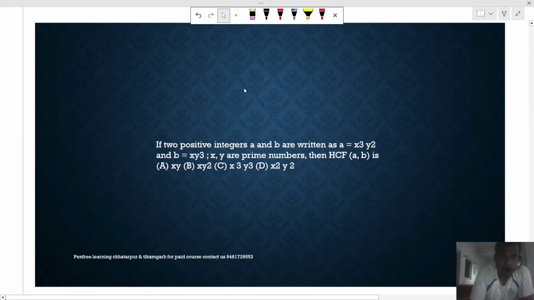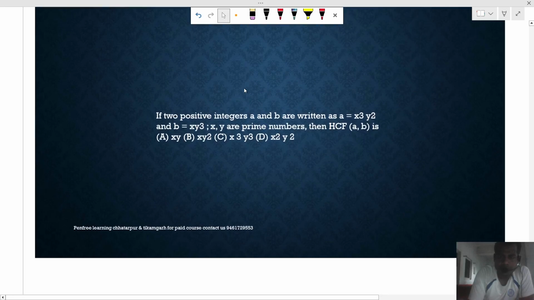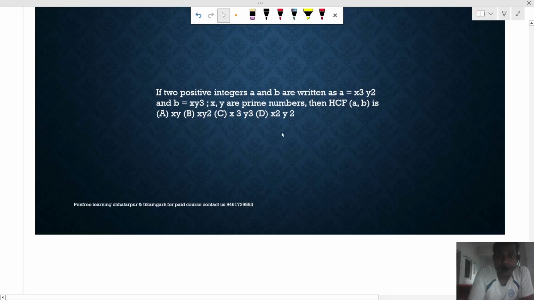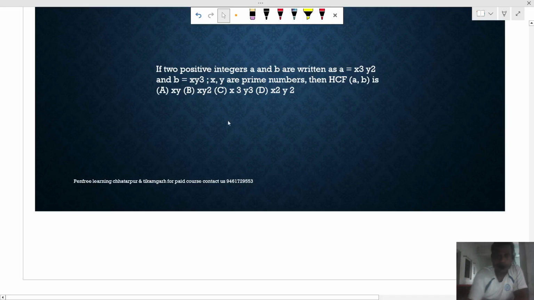Next question is that the two positive integers a and b are written as a equals x y square and b equals x y cube, where x and y are prime numbers, then find the HCF of a and b. What is HCF? In simple language, HCF is the lesser power. Where there is x power 3 and x, the lesser power will be x. Here is y square, here is y cube, so the lesser power is y square. That will be the answer.